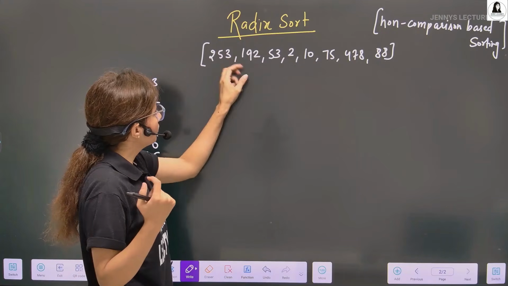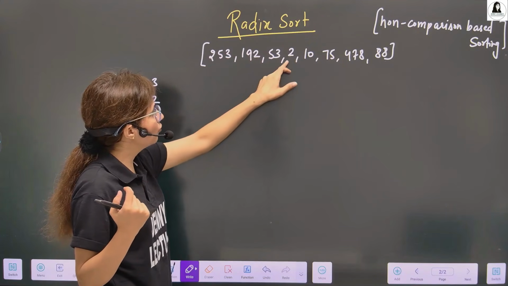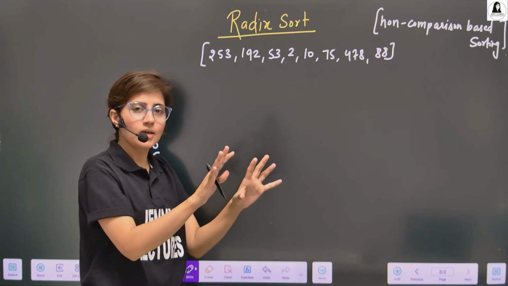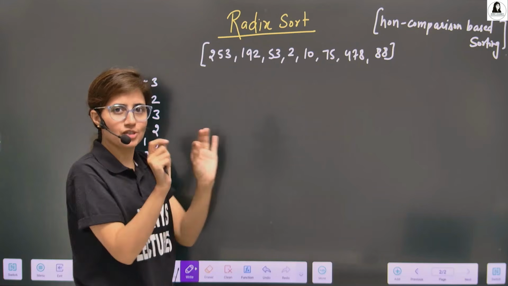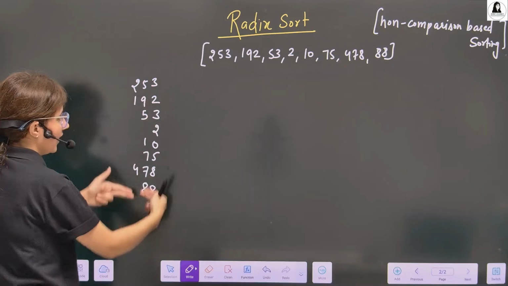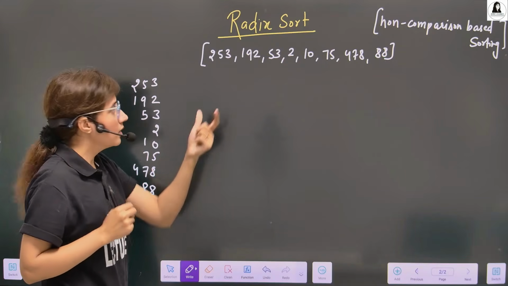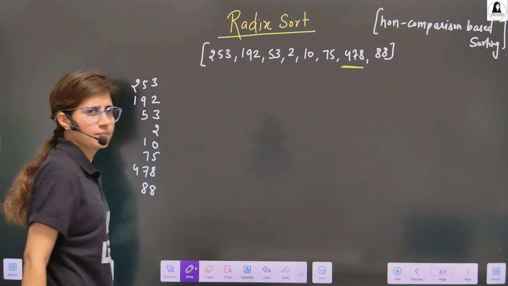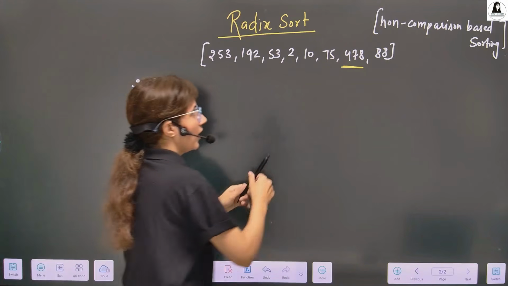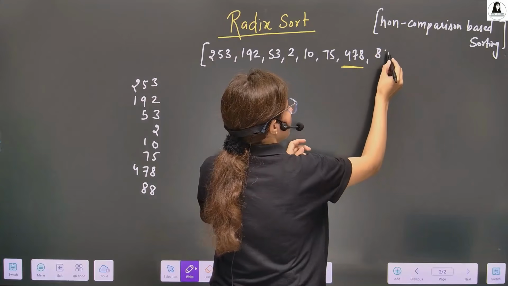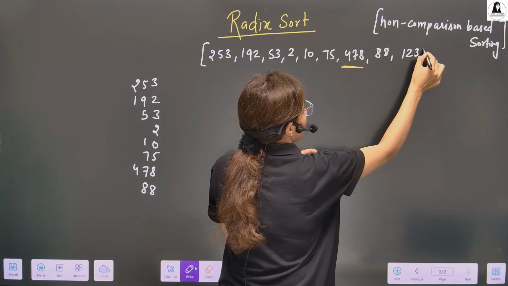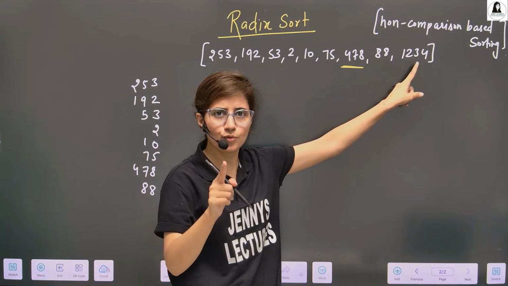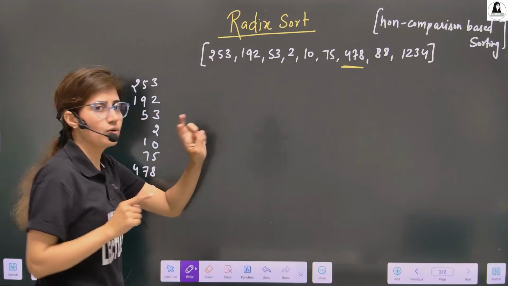Now a few numbers have 3 digits, a few have 2 digits, a few have only 1 digit. Generally in code we don't do this, but just for visual representation I'm telling you this: make every number have an equal number of digits. The maximum number out of these is this one. How many digits do we have? 3. Or suppose we have one more number, 1234. So first we find out the maximum number is this. How many digits does it have? 4. So we make all the elements have 4 digits.